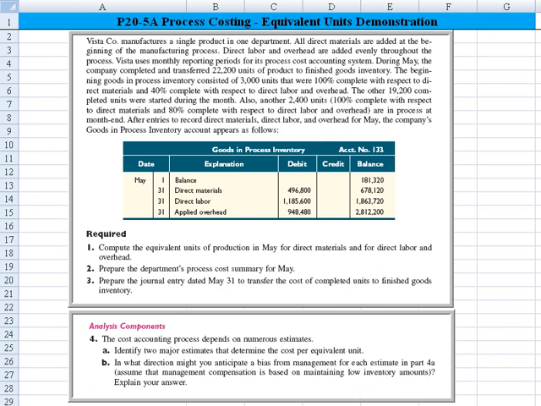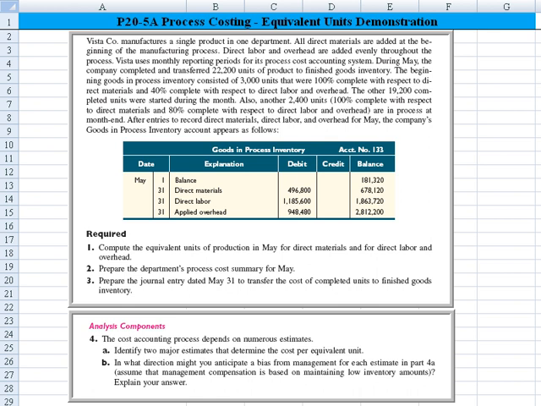During May, the company completed and transferred 22,200 units of products to finished goods inventory. The beginning goods in process consisted of 3,000 units that were 100% complete with respect to direct materials and 40% complete with respect to direct labor and overhead, or conversion costs. The other 19,200 completed units were started during the month. Also, another 2,400 units, 100% complete with respect to direct material and 80% complete with respect to conversion cost, are in process at the month end.